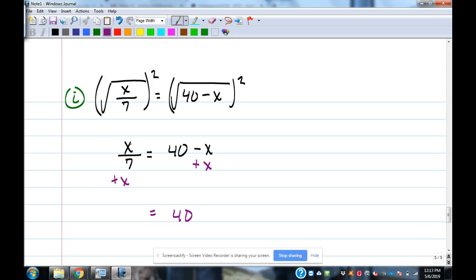What's x over 7 plus x? Well, common denominator would be 7, right? So 7 over 7x is the same as 1x, right? And then x over 7 is the same as 1 over 7x. Those are the same things. So these are what I'm adding together. 1 over 7x plus 7 over 7x is 8 over 7x. How do I get x by itself? One more step.